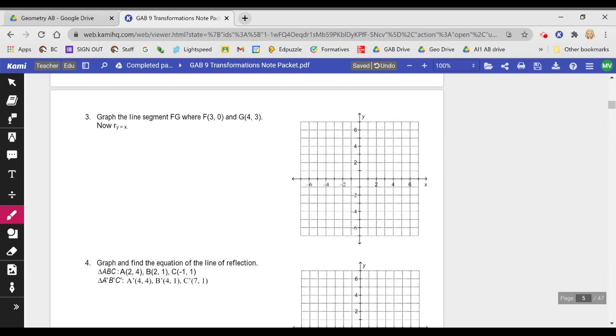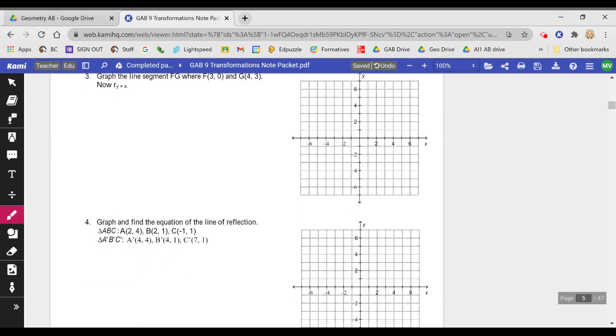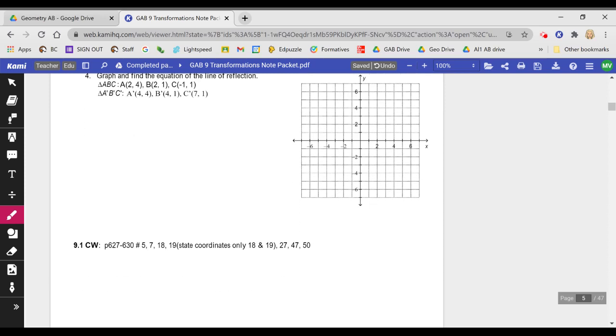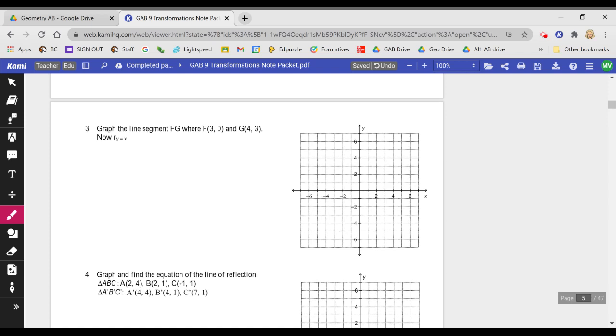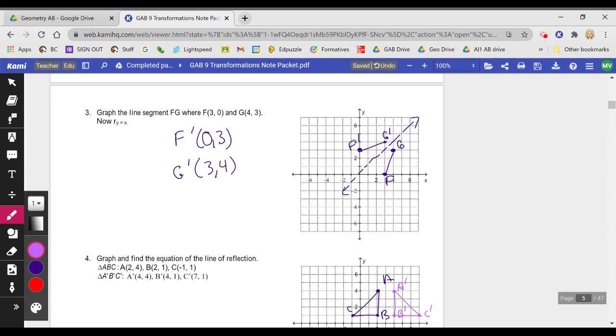And number 3, so I want you to pause and try 3 and 4 and come back and check. So on number 3, I reflected the line segment FG over the line y equals x, and F prime became (0, 3), G prime became (3, 4). Notice that my slope did change. It became the reciprocal. This will always happen with line segments. It's not the negative reciprocal, so they're not perpendicular. It's just the reciprocal.